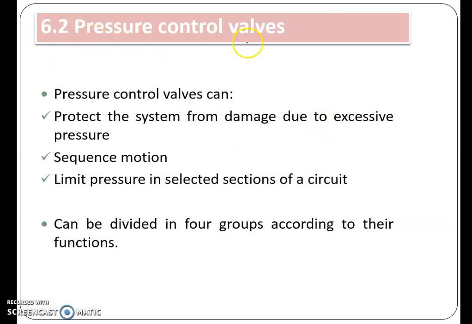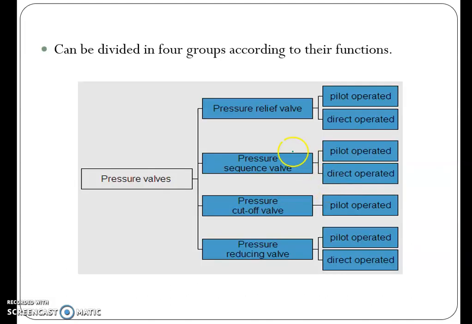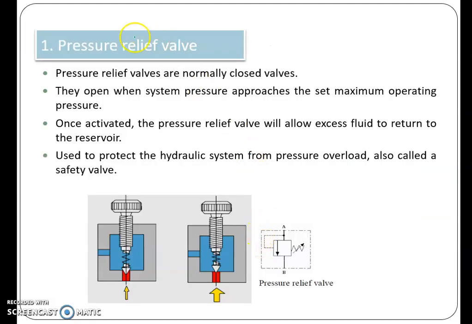Next, we proceed with the pressure control valve. Pressure control valve is used to protect the system from damage due to excessive pressure, and second, for the sequence motions and to limit pressure in the selected section of the circuit. Okay, there are 4 groups. First is the pressure relief valve, sequence valve, pressure cut-off valve, and the pressure reducing valve.